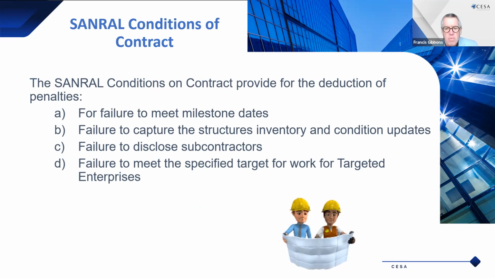And then there's one tender I looked at for failing to capture the structures inventory: 5,000 Rand per structure, up to a maximum of 50,000. Failure to disclose subcontractors can be 10% of the subcontract value. And failure to meet the specified target of work for targeted enterprises, 30% of the value by which the cumulative value of payments to targeted enterprises fails to meet the specified percentage. So there's a number of things that can trap you here and cost you money.